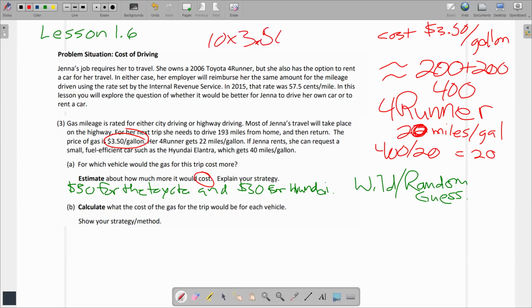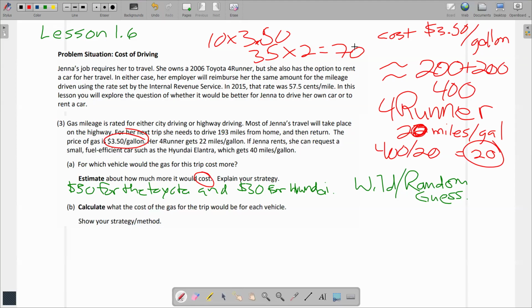Oops, 350 would be 35. She's got a 20, so that should be about 70. So this is a better guess. I had to work pretty hard to get it though. But that's how my brain thought to get that.